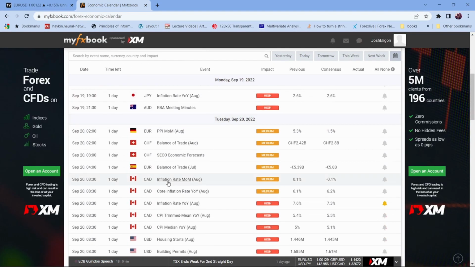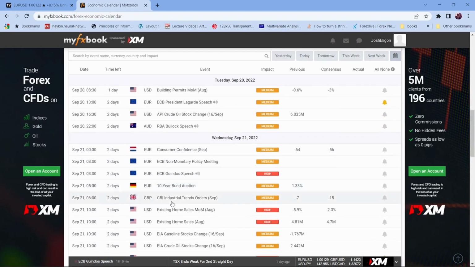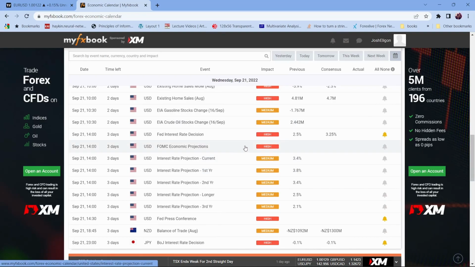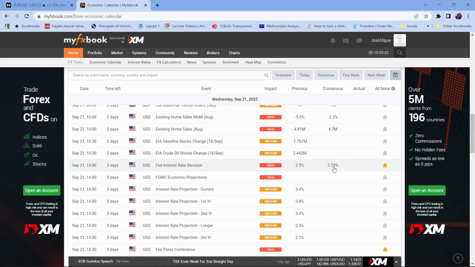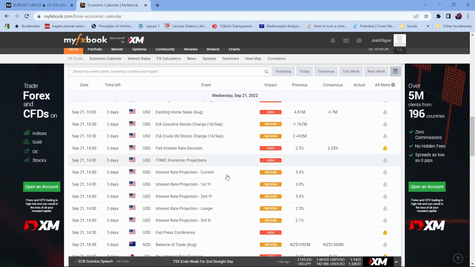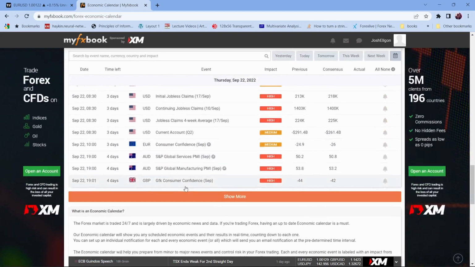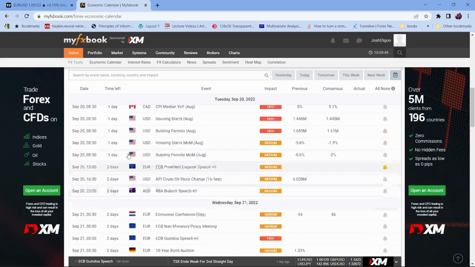And we do have some other major news events coming out. We have inflation for the CAD, right? CPI trim mean data, as well as looking even further for Wednesday, we do have Fed interest rate decision, right? And we do expect an increase of around 0.75% from the Fed. And also we do have some more interest rate decision from the GBP, right? The British pound, and also jobless claims and more USD news here for this week coming, right?